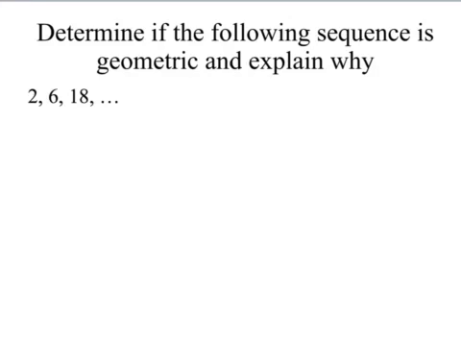Determine if the following sequence is geometric and explain why. We have 2, 6, 18. It's clearly not arithmetic, because to get from 2 to 6, I would add 4, and from 6 to 18, I would have to add 12. I'm not adding the same thing every time, which is why it's not arithmetic. To see if it's geometric, I think about what I'm multiplying by to get from 2 to 6. I'm multiplying by 3. Then 6 times 3 is also 18.